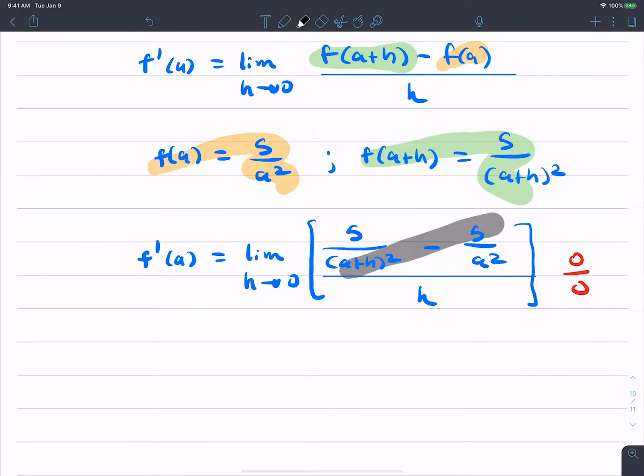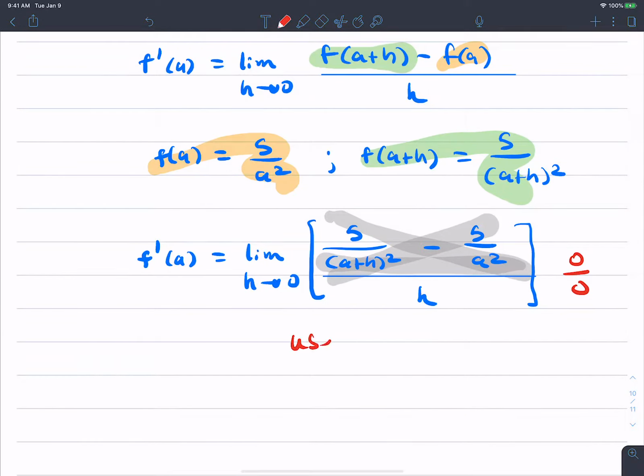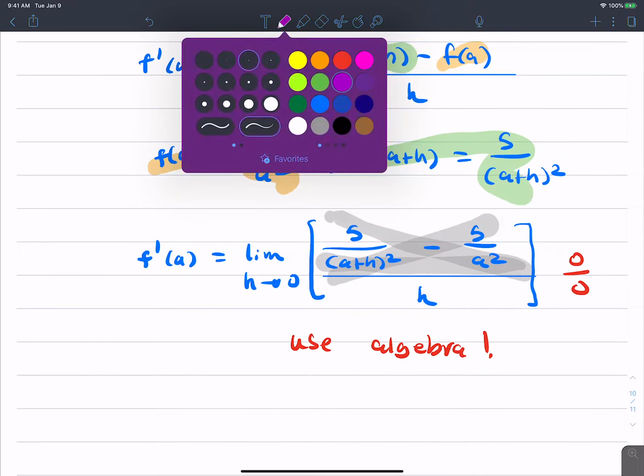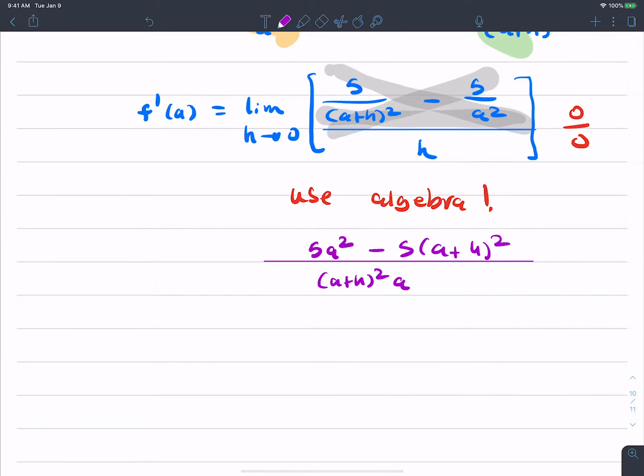And you say, how do I do that? Cross multiplication, ladies and gentlemen. That might be a bit too dark over the blue. You can't see that. So cross multiplication. All right, there. We can see that better. So let's do the algebra. And I'll write this down. Use algebra. And we have 5a squared minus 5 times a plus h squared, everything over a plus h squared times a squared.